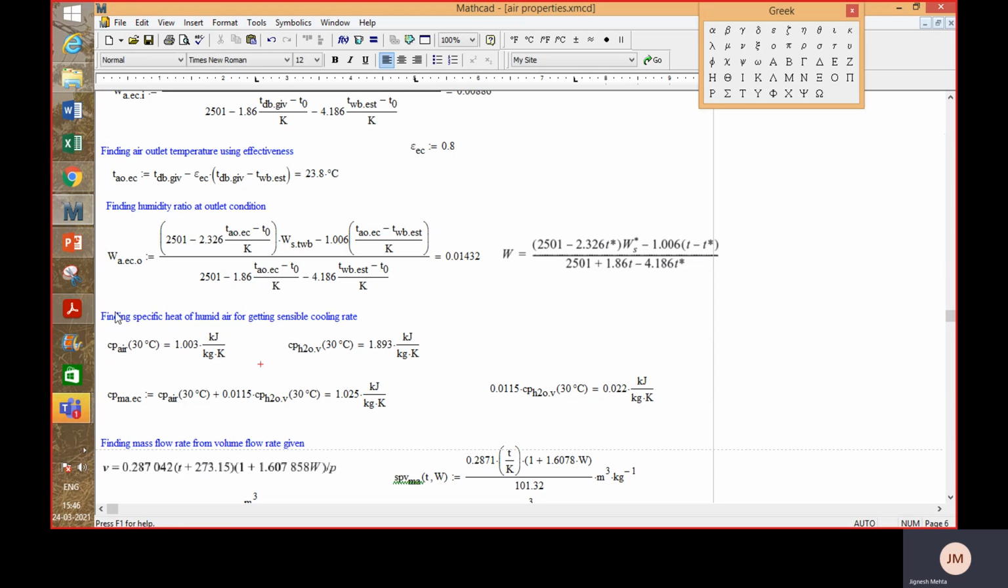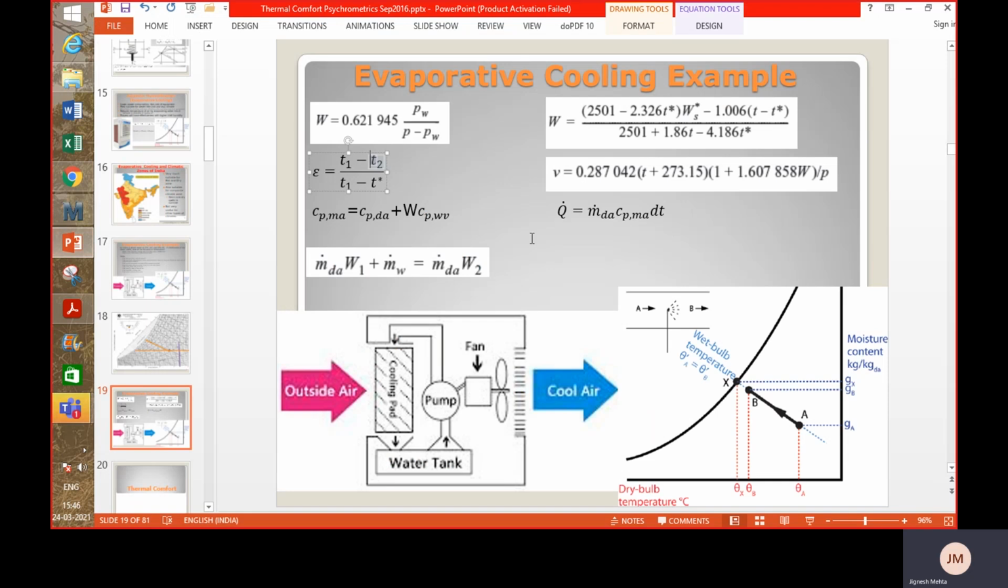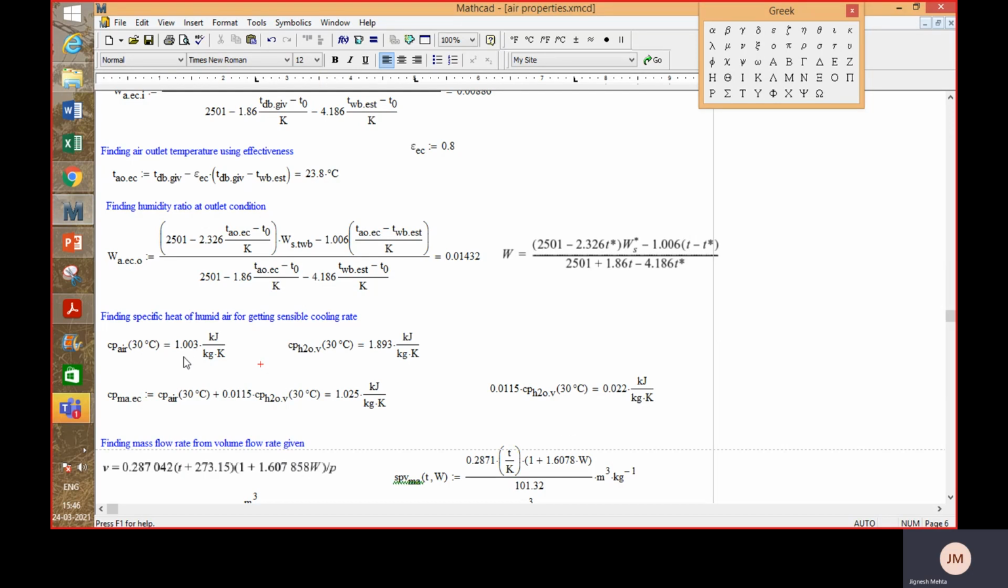Now Cp may be written or found like this, as it is written here: Cp of moist air is equal to Cp of dry air plus humidity ratio multiplied by Cp of water vapor. So that's what is done here. So Cp of dry air at 30 degrees Celsius.